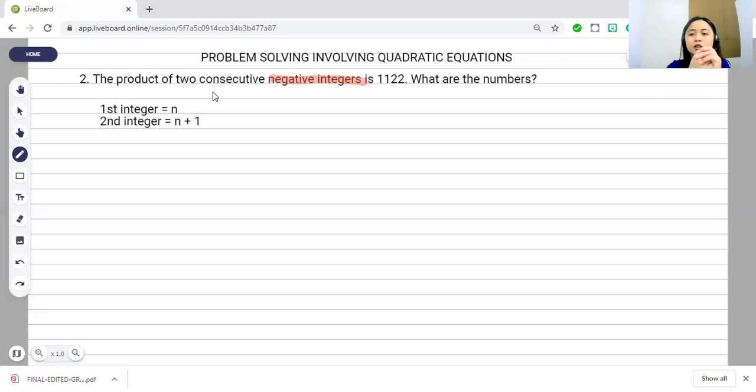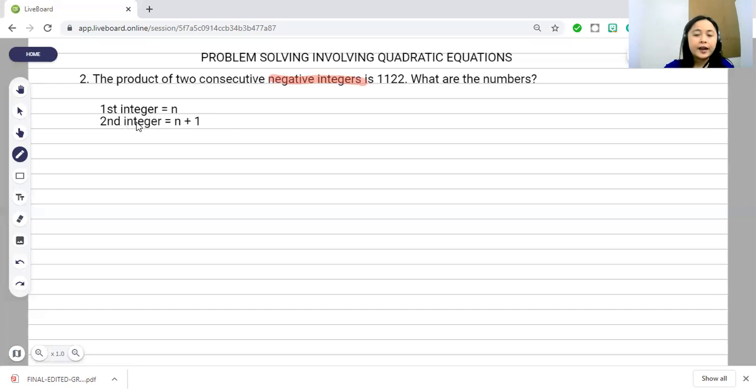The first integer, we don't know how much it is or what is the value of the first integer. That's why we represent it with the variable n. So if our first integer is variable n, then what is the second integer? What's the integer right after it? There's only one way to look for the second integer, and that is by adding 1 to the first one. That's why we represented the second integer as n plus 1. I hope that I made it clear on how to represent the first and the second integer. These are the integers that we're going to look for in here.